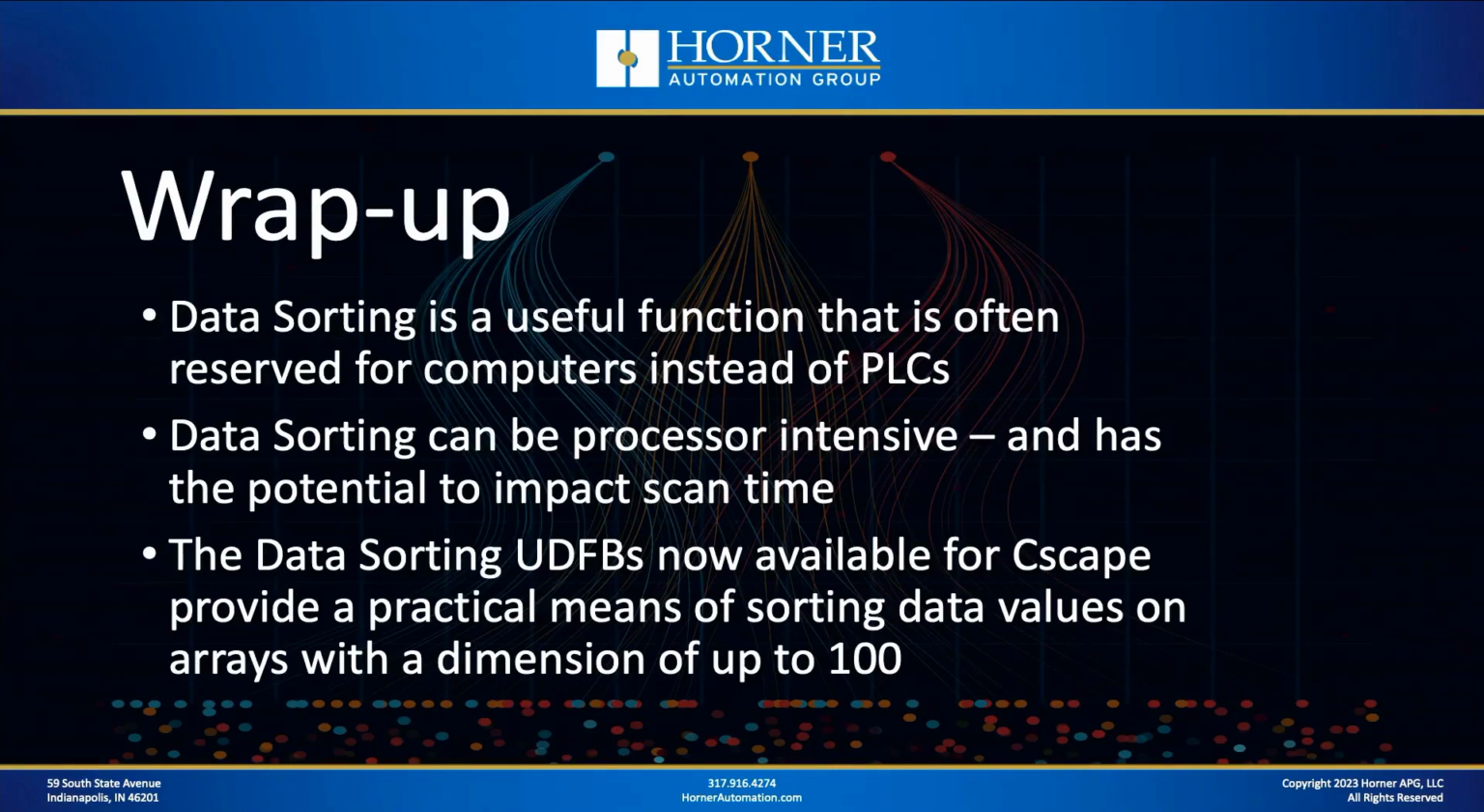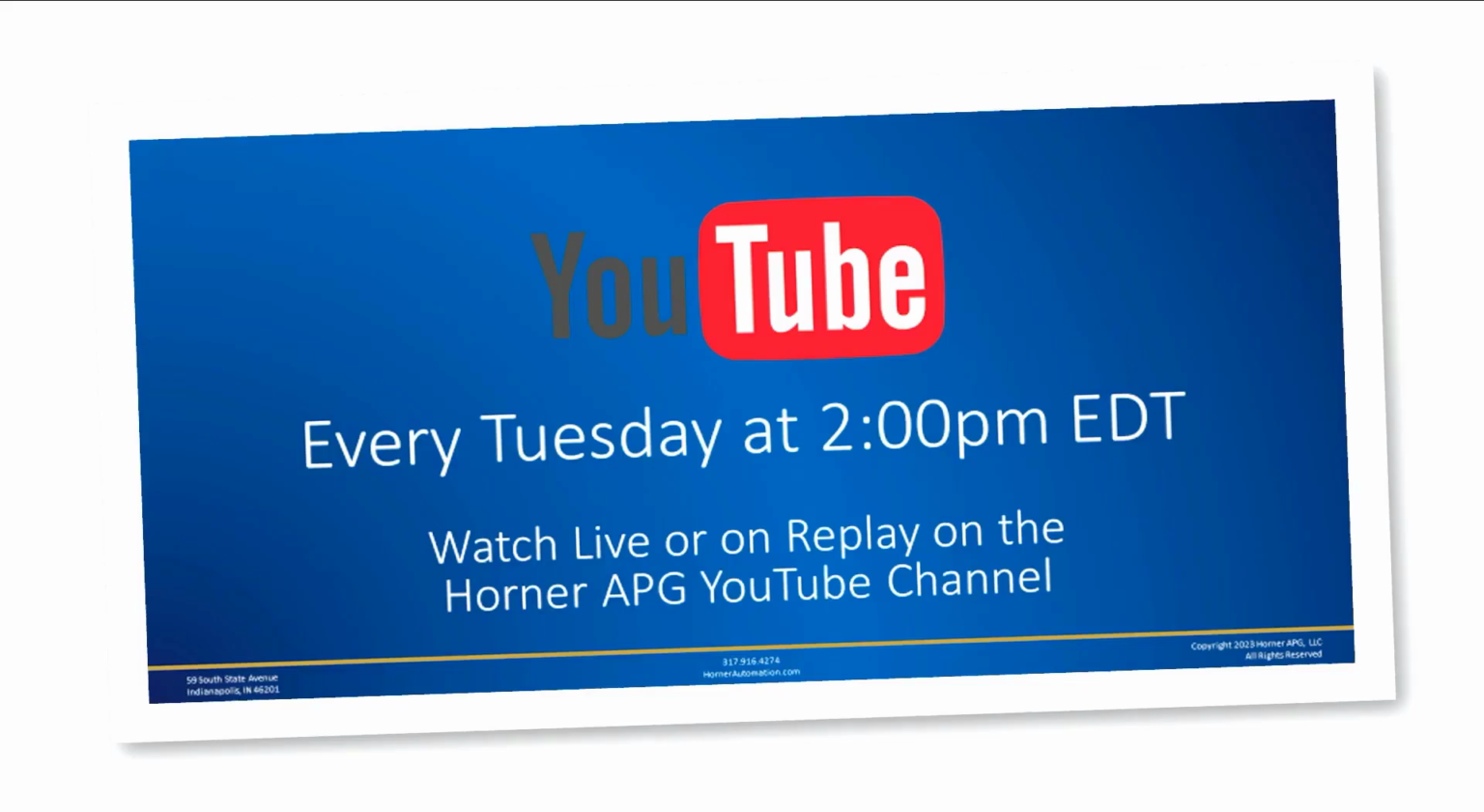Data sorting is a useful function that is often reserved for computers instead of PLCs, and that's because it can be processor intensive and has the potential to impact your scan time. Now, the data sorting UDFBs that we've made available to you now for Cscape, they provide a practical means of sorting data values on arrays with a dimension of up to 100, and I'm sure in the future we'll also make some UDFBs available for sorting larger arrays as well. We'll just probably limit the number of passes that can be made at any one processor scan to say 100 or less, I'm guessing.